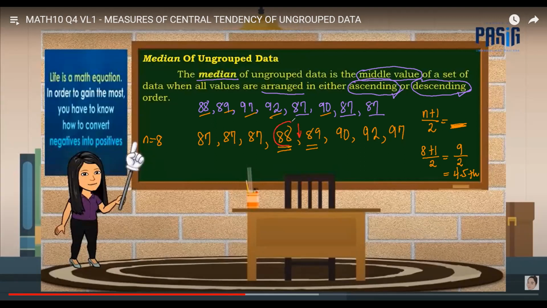So ito po yung middle value natin. Paano malalaman na yan yung middle values? Kasi kung makikita nyo, tatlo yung data sa kaliwa at tatlo yung data sa kanan. So pantay sila. Kaya masasabi natin na 88 and 89 is the middle values.